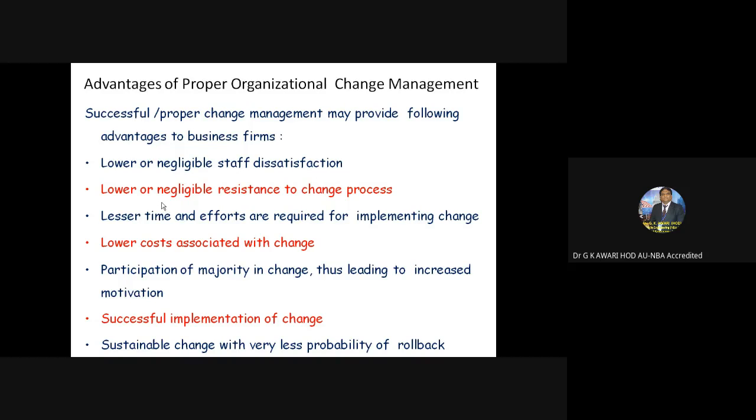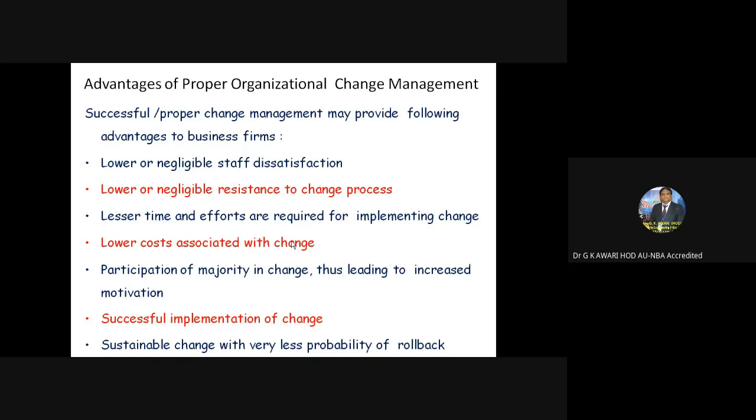dissatisfaction, lower or negligible resistance to the change process. I told you the example that human beings offer a resistance to the changes. So therefore, okay, you need to manage the resistance also. Okay, even if good things are happening, we know how to oppose or we oppose. So therefore, lower resistance will be there due to change management.